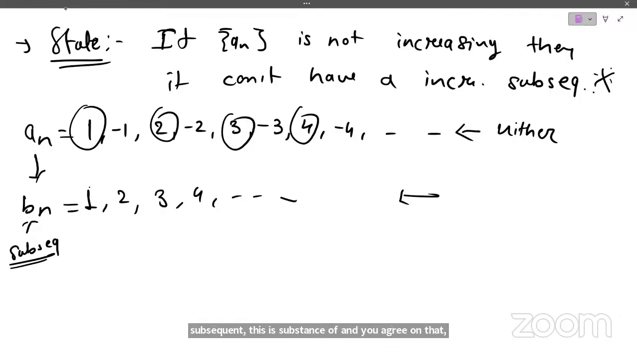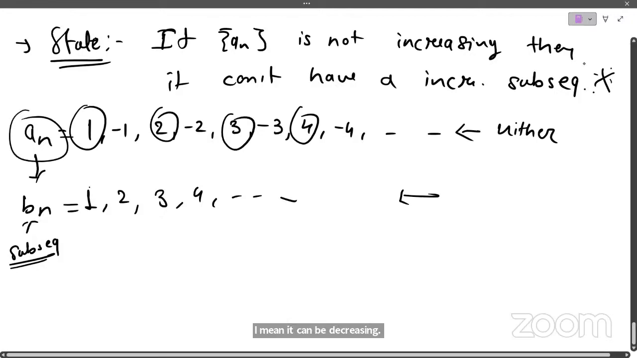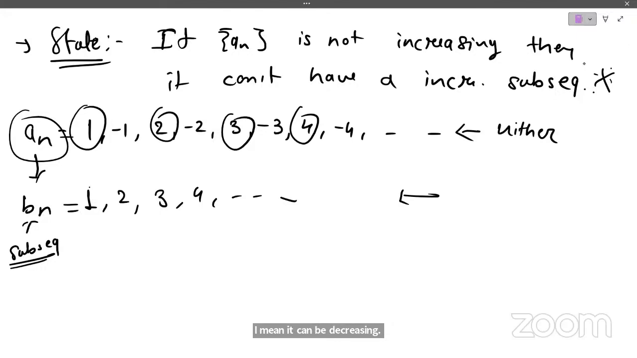Correct? Ma'am, but here... Yes, ma'am. If an is not increasing, it means that it is not telling neither. I mean, it can be decreasing. Yeah, this an is not increasing at all. I mean, I'm choosing in this way now. First I'm choosing plus 1, minus 1, then plus 2, then minus 2. So it is neither increasing nor decreasing, correct?